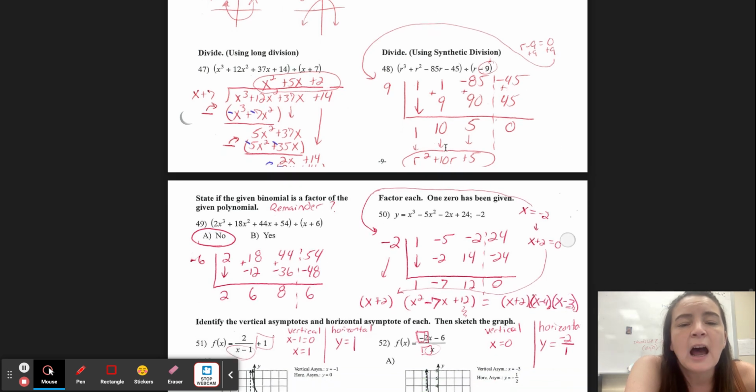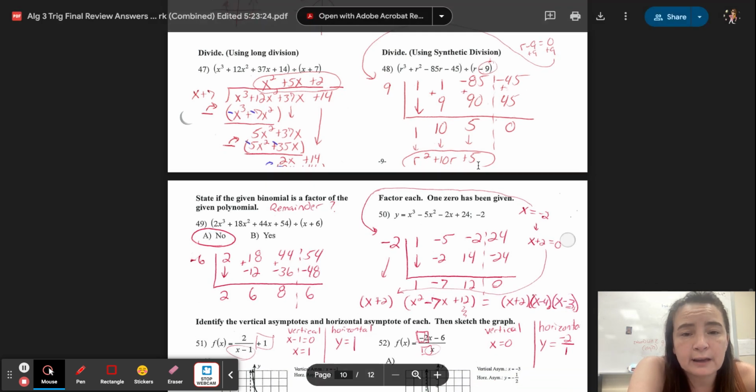That's nice. You do need to write your final answer like this. So how we write our final answer is we take one less exponent than we started with.